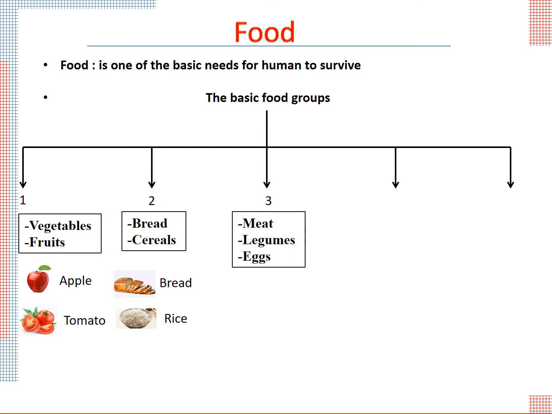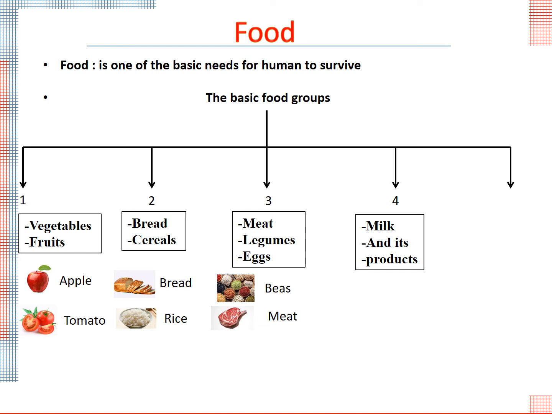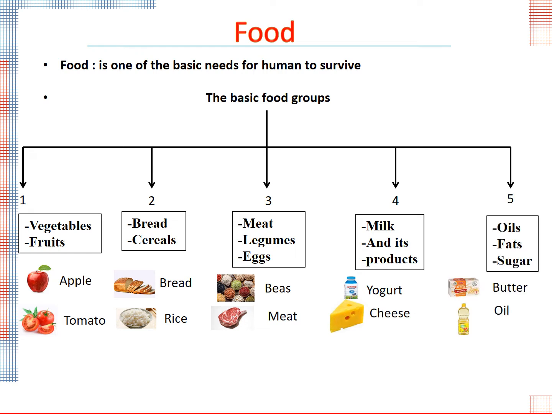3. Meat, legumes, eggs, for example, beans and meat. 4. Milk and its products, for example, yogurt and cheese. 5. Oils, fats and sugar, for example, butter and oil.